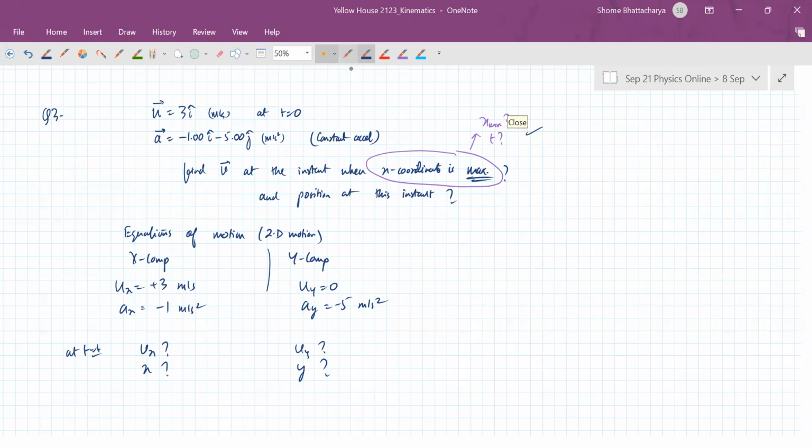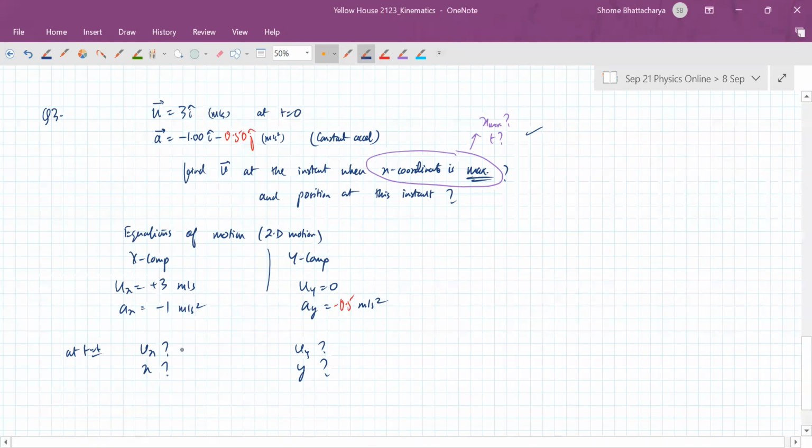Yes, very good. That's correct. Oh, it's -0.5, is it? Okay, my mistake. Let's make a correction here. This acceleration is given to us as minus 0.5 j cap. So this should be -0.5.